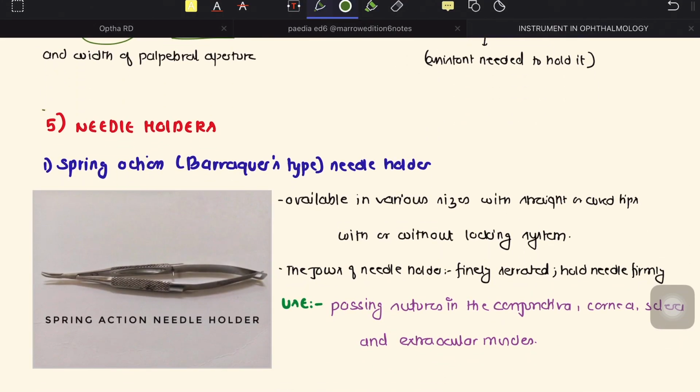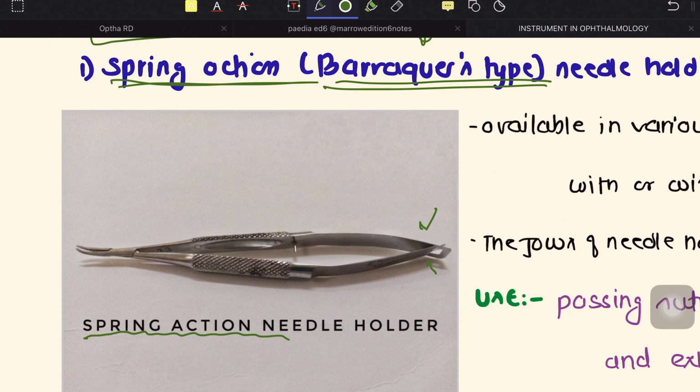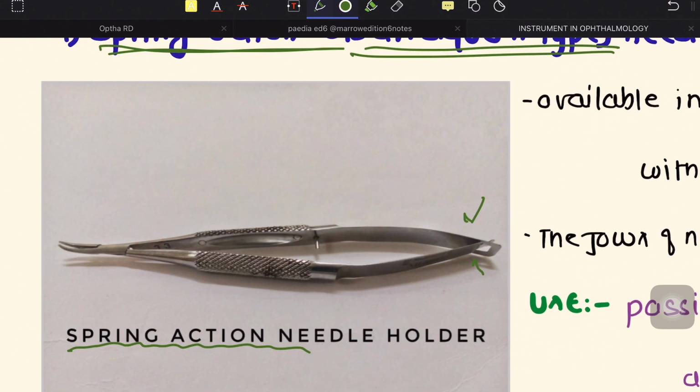The next instrument is the needle holder, and the very important needle holder that we use in the ophthalmology department is the spring action needle holder. It is also called the Barraquer type needle holder. We can see there is a spring mechanism, and you can confuse this needle holder with the different types of scissors that are used in ophthalmology. So I'll help you understand how they are different. So this is the spring action needle holder.